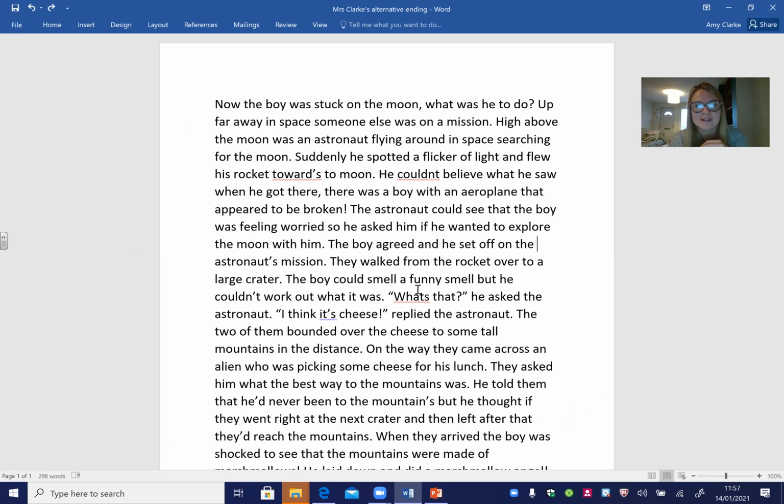Now the boy was stuck on the moon. What was he to do? Up, far away in space, someone else was on a mission. I'm pretty happy with that sentence. It's got the word mission in it. I like that one.